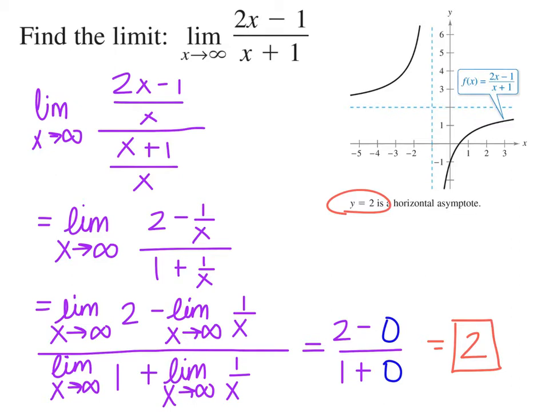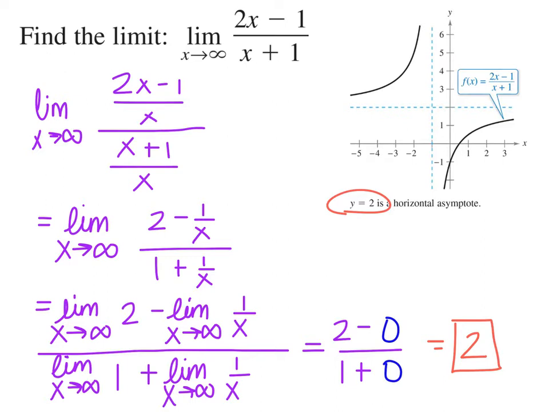And so then I break up my limits. I have the limit as x approaches infinity of 2 minus the limit as x approaches infinity of 1/x, all over the limit as x approaches infinity of 1 plus the limit as x approaches infinity of 1/x. As that approaches 2, that's a horizontal line at 2, so that limit is 2. Same deal with this one down here, that's going to be 1. And as we learned previously, the limit as x approaches infinity of 1/x, or a function like that, is going to be 0.